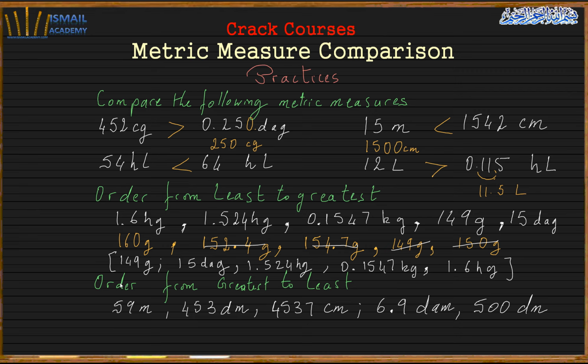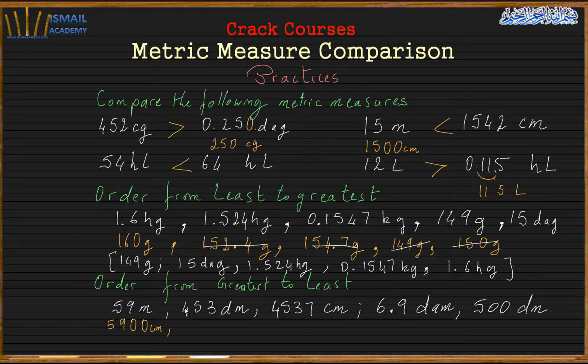The last question, they ask me to order from greatest to least. Again, I will convert everything to a single unit measure. I'm going to choose the lowest one. The lowest one here is centimeter, so I'm going to convert everything into centimeter. Here is my meter. 9 is meter, that means I will have 5 9. This is meter. What's after meter? Decimeter, centimeter.